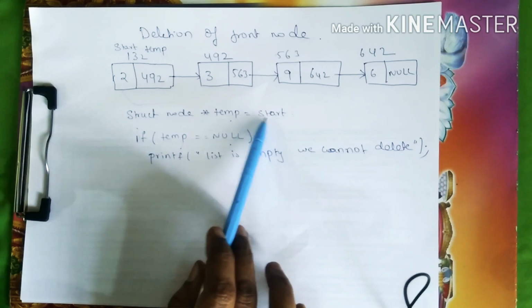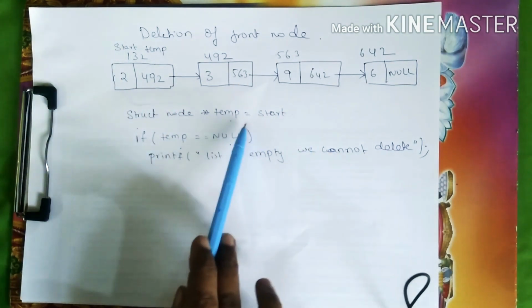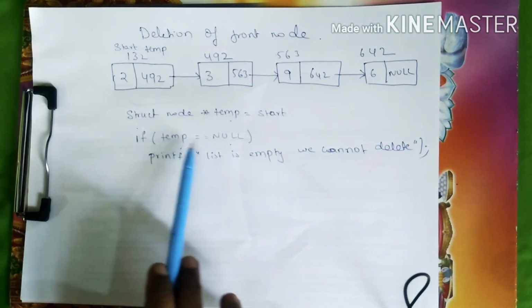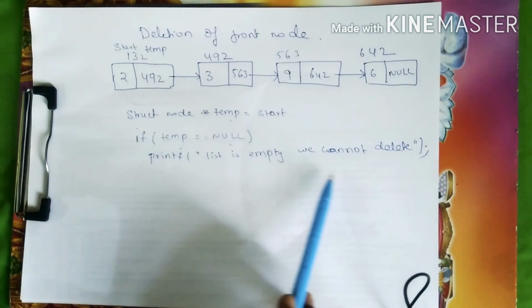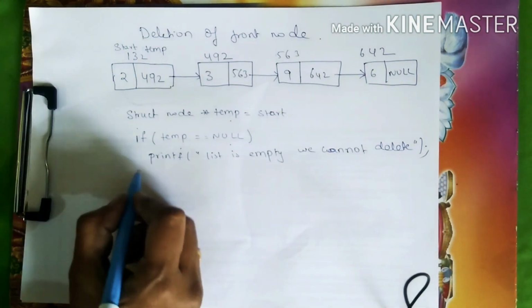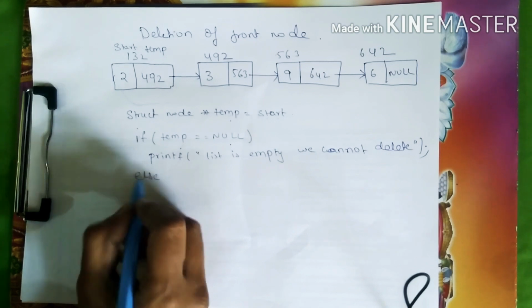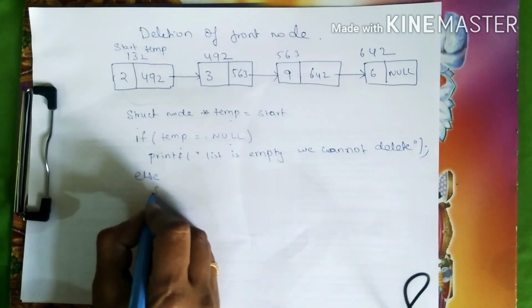When will the start be null? When there is no list, start will be equal to null. Then temp will be equal to null. Then list is empty. We cannot delete. Else, suppose there is a list, then what we are going to do?